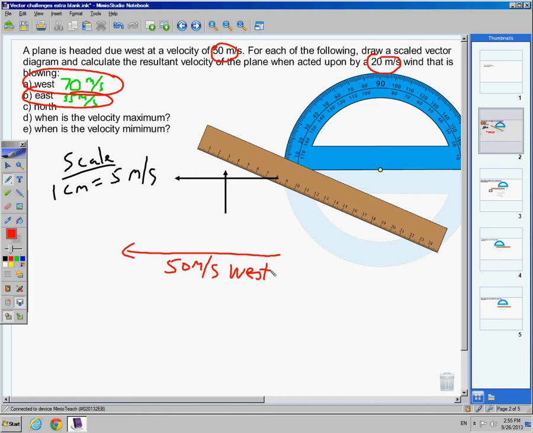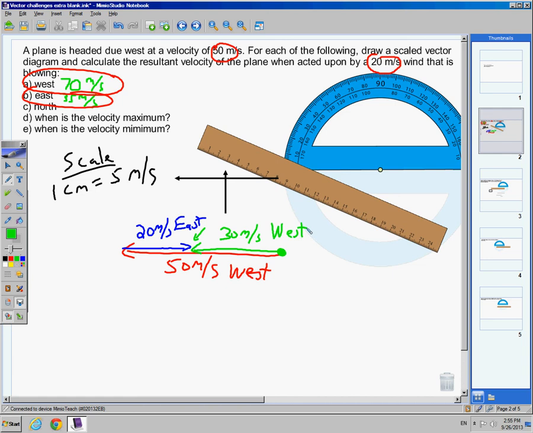And I now know I'm going to draw my second vector at 20 going back. This is not drawn to scale right now. And then I now know that my resultant is from the starting point to my end point. I ended up right here. I now know the difference is going to be 30 meters per second. And that is in the west direction.